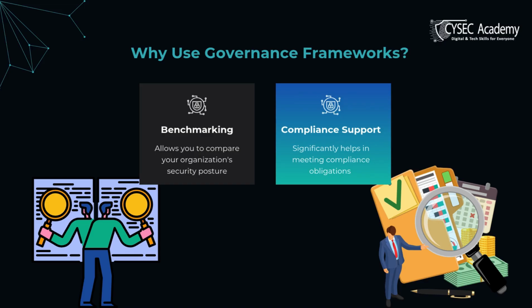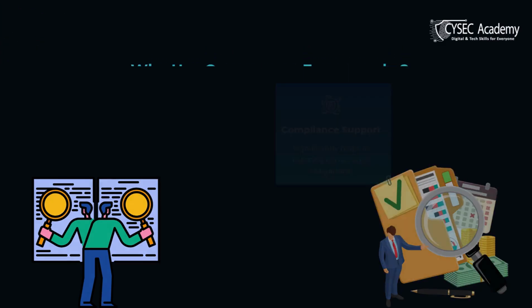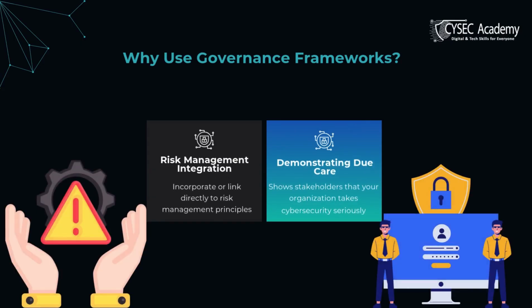Compliance support: many regulations and standards either directly reference these frameworks or align closely with them. Implementing a framework can significantly help in meeting compliance obligations. For example, ISO 27001 is often looked upon favorably by regulators globally and in sectors within Nigeria. Risk management integration: most governance frameworks incorporate or link directly to risk management principles, helping ensure that governance decisions are risk-informed. Demonstrating due care: implementing a recognized framework shows stakeholders, customers, regulators, insurers that your organization is taking cybersecurity seriously and following established practices. Choosing and adapting the right frameworks is a crucial first step in establishing effective cybersecurity governance. Let's explore some of the most prominent ones.